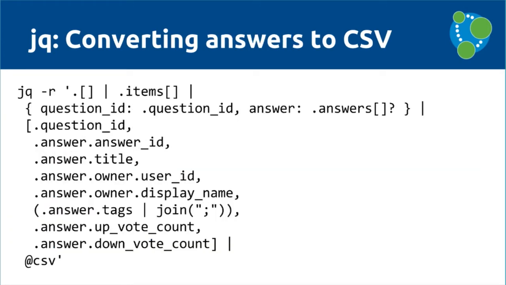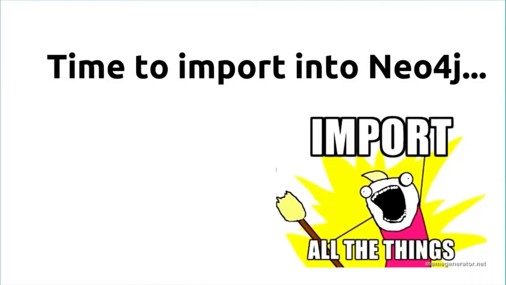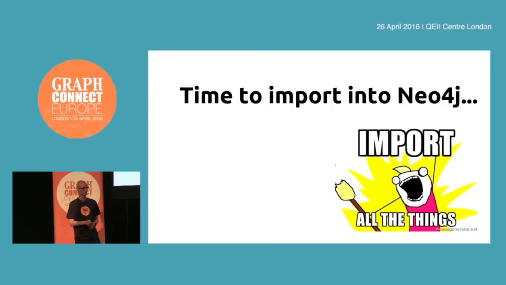Okay, so then we'll do the same for the answers. This is pretty much the same as before. We go through and jq it into CSV. Right, now we've got it into a format that LOAD CSV is happy with. So there's your standard meme. It's time to do some importing.